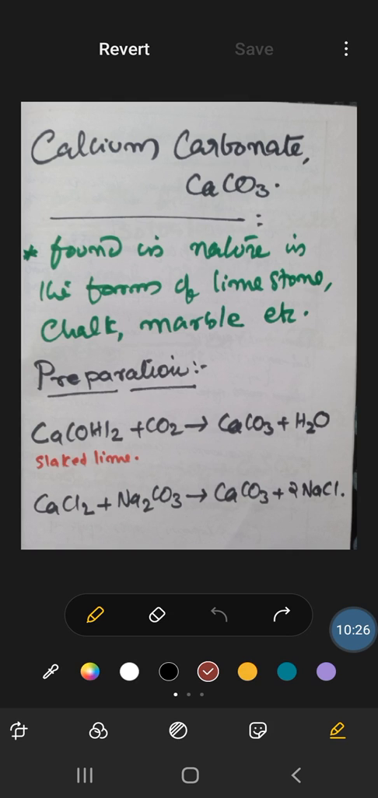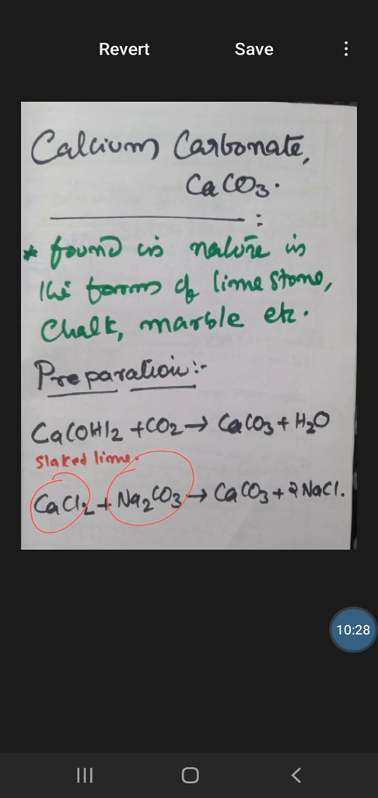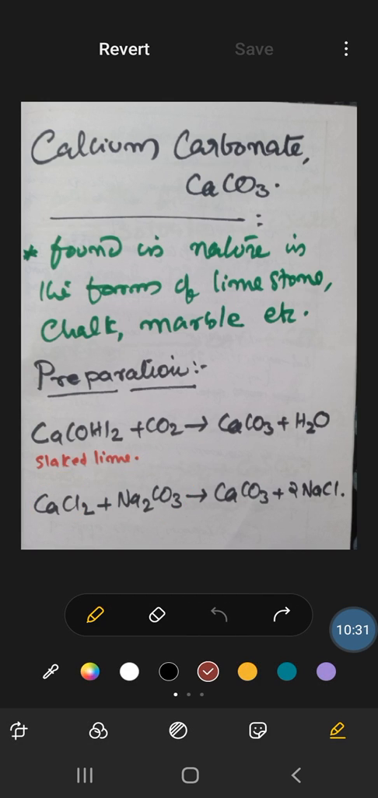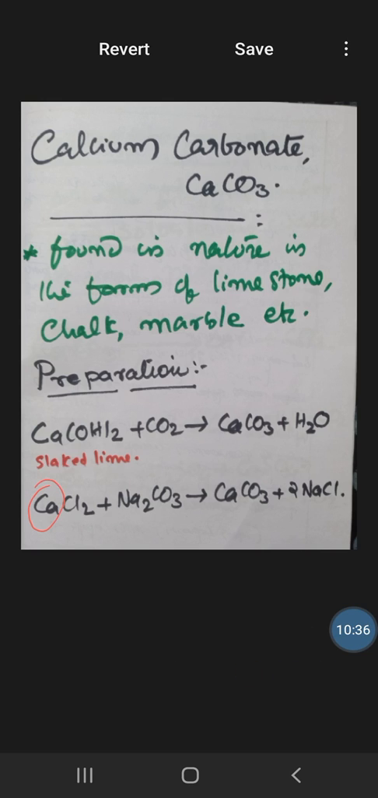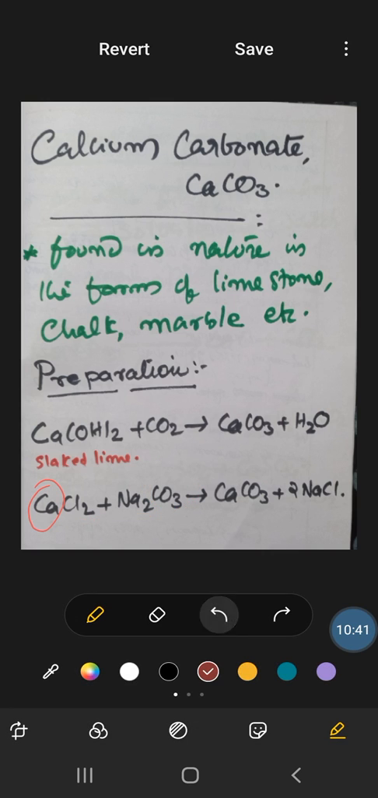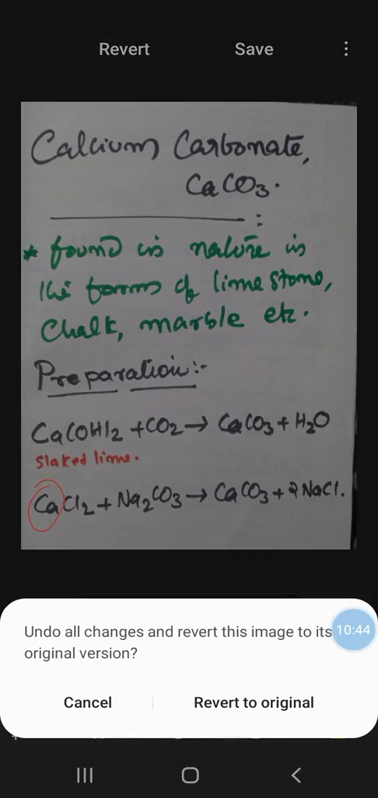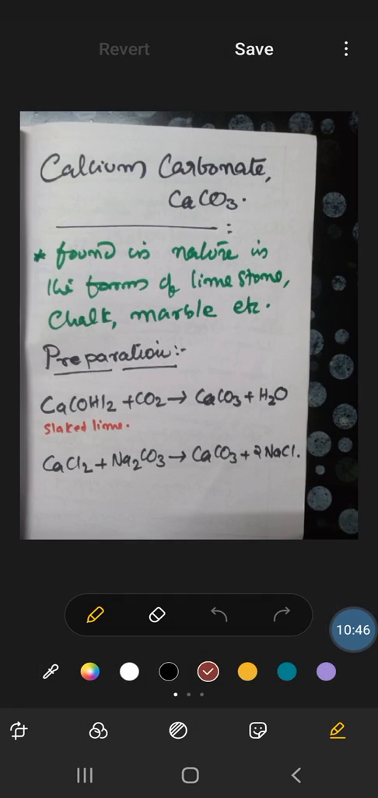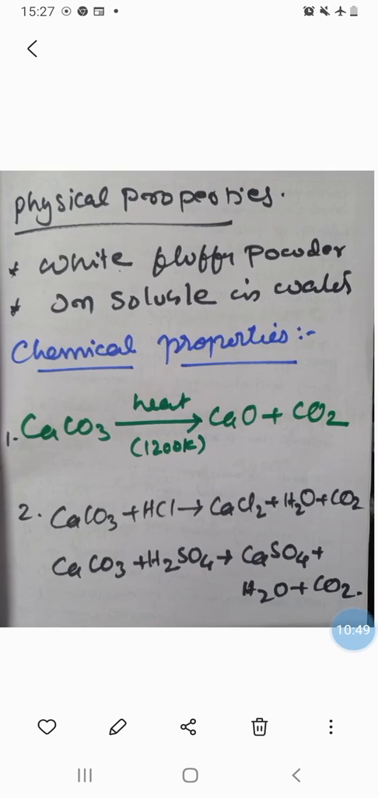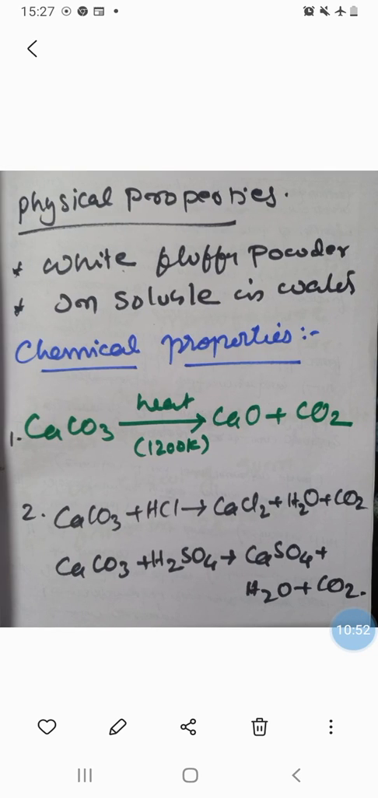Another method is reaction between calcium chloride and sodium carbonate. Reaction between calcium chloride and sodium carbonate, you get calcium carbonate and NaCl. Now physical properties. It is a white fluffy powder, very soft powder. It is almost insoluble in water. So note that calcium carbonate is insoluble in water.